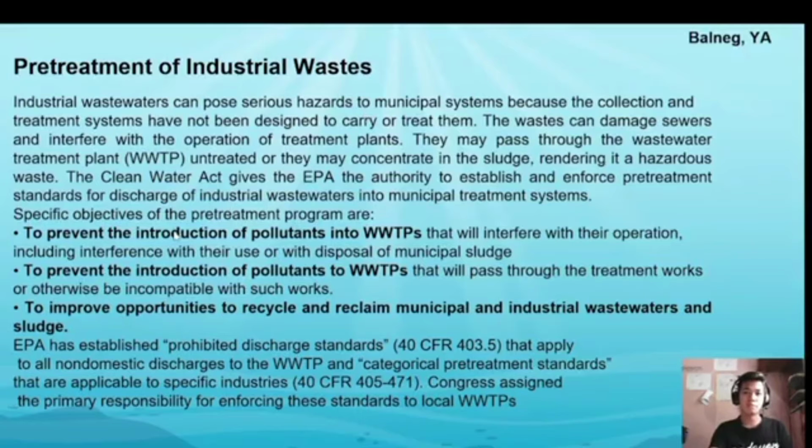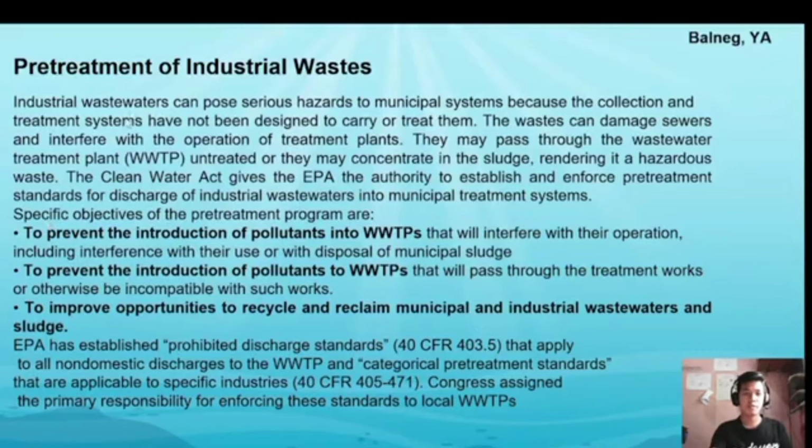Okay, so they may pass through the wastewater treatment plant untreated, or they may concentrate in the sludge, rendering it a hazardous waste. The Clean Water Act gives the EPA the authority to establish and enforce pretreatment standards. So, we have the specific objectives of the pretreatment standards. This is to prevent the introduction of pollutants into the wastewater treatment plants that will interfere with their operation. So these are the reasons why there's a need for pretreatment.